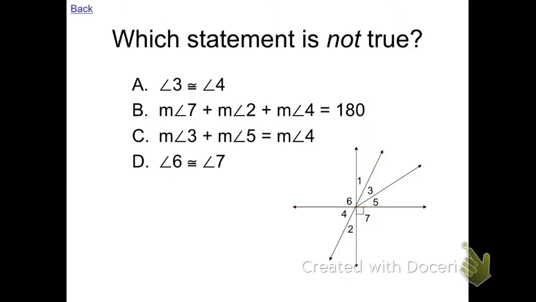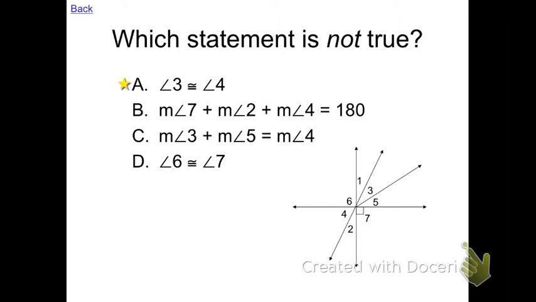And angle 6 is congruent to angle 7. Again, we've got vertical angles, angle 6 and angle 7. So that's a true statement. That must mean answer choice A, which we originally suspected to be not true, is the statement that's not true.